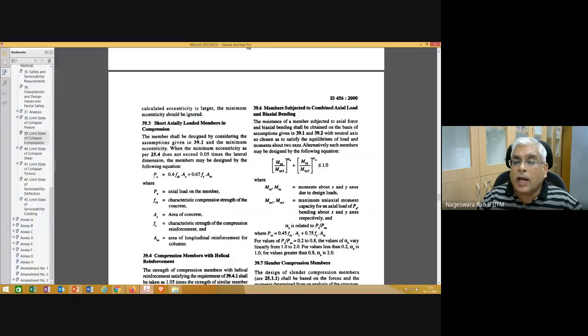So before you start using this equation for designing the column, you need to make sure first that the column is a short column, and also calculate the minimum eccentricity as per the Codal requirement. Once that minimum eccentricity does not exceed 0.05 times the lateral dimension, only then should you make use of this relation. All those checks are made, and then finally this equation we can make use of.